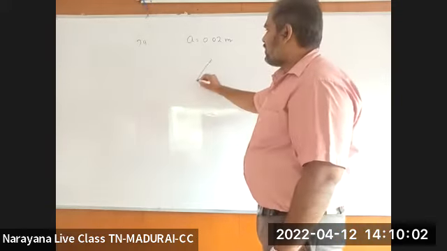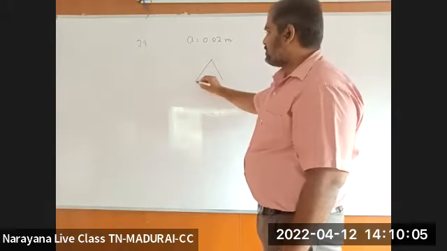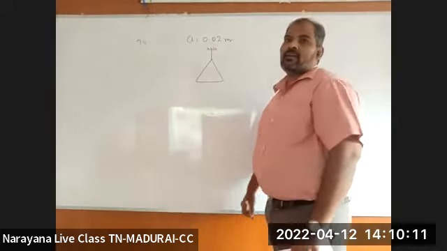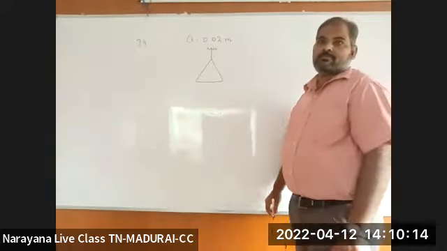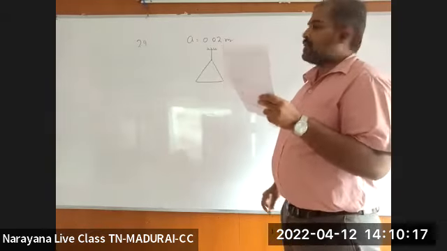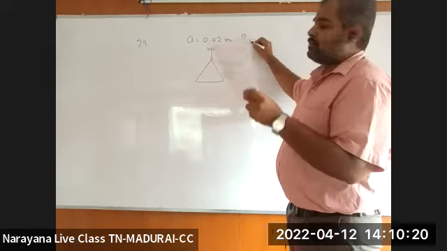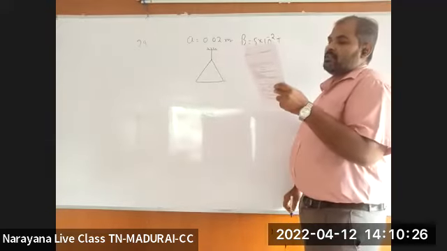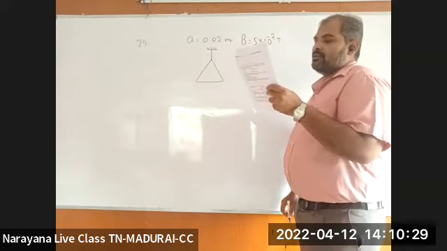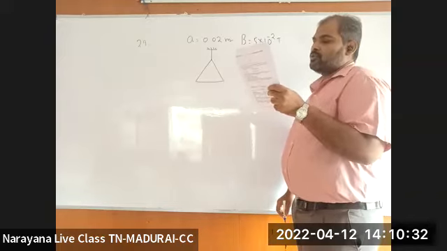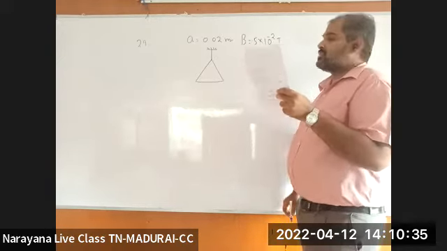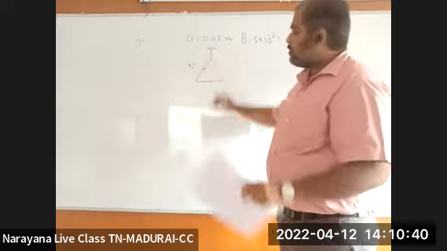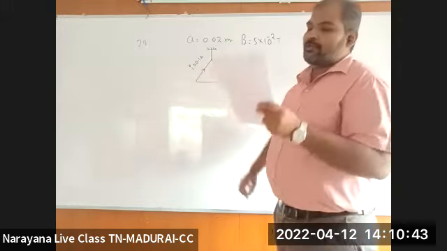So that equilateral triangle is suspended like this, and it is placed between the two permanent poles. The uniform magnetic field is B equal to 5 into 10 power minus 2 Tesla. If a current of 0.1 ampere is passed through the coil, what is the total couple acting on the coil? The current flowing is 0.1 ampere.